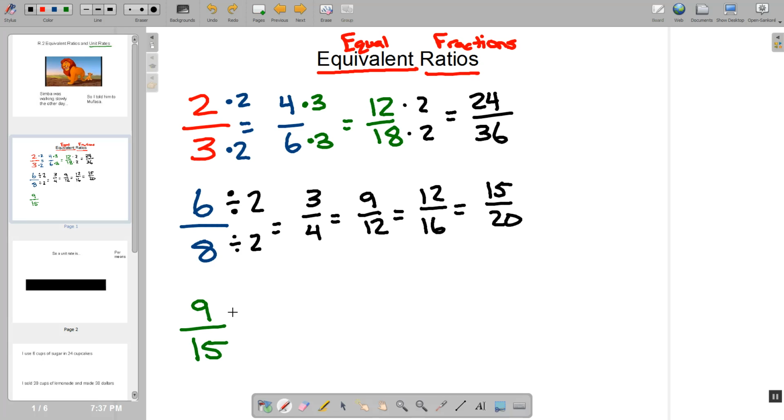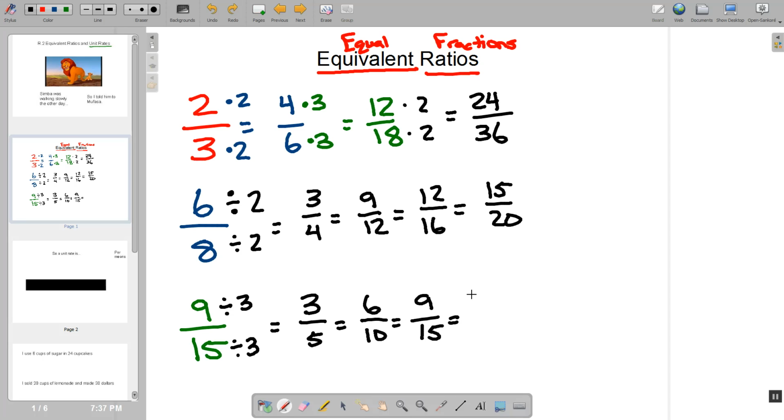For this bottom fraction, I'm also going to simplify. These numbers can both be divided by 3. 9 divided by 3 is 3. 15 divided by 3 is 5. And once again, I can find a ton of different equivalent fractions here. And these are just a few of the options. But if you're still struggling with this concept, make sure you talk to me because we are going to be using equivalent ratios in pretty much everything we do for the rest of this unit.